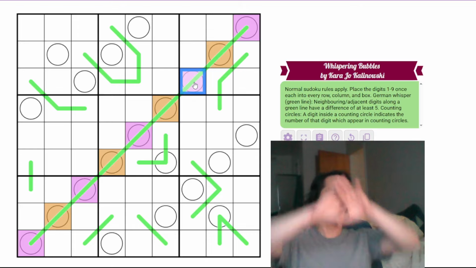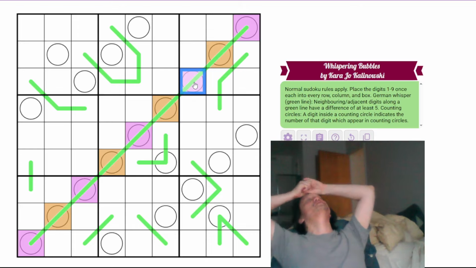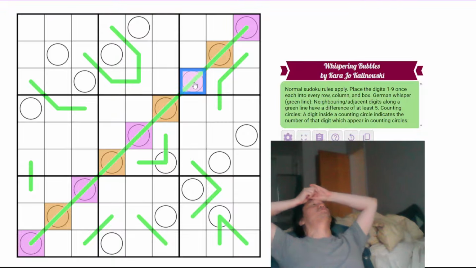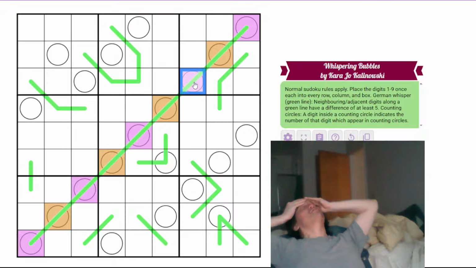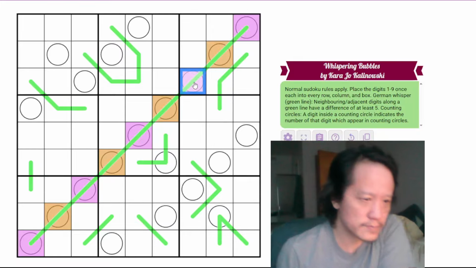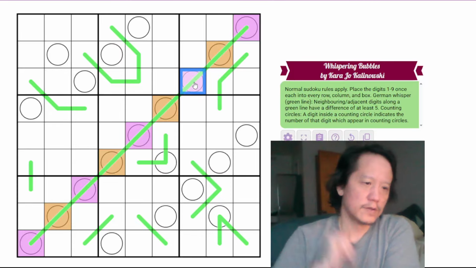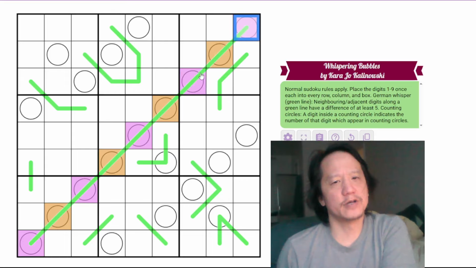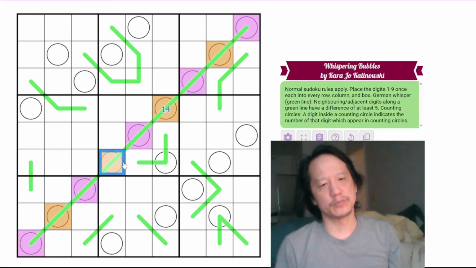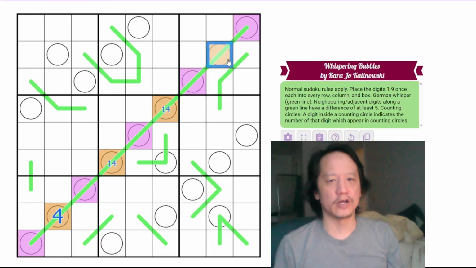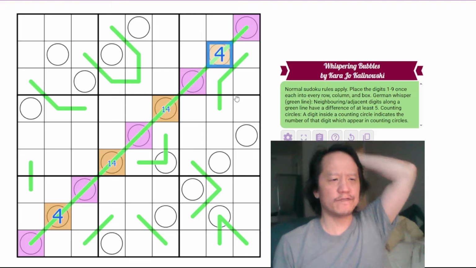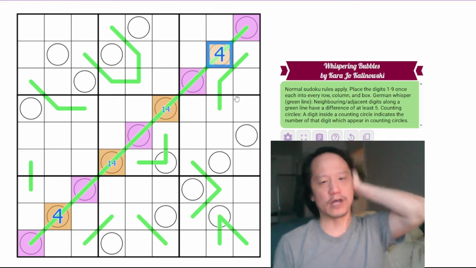So again, 7, 8 would have to be next to 1, 2, and 3. 7 and 9 could be 1, 4, or 2, 3. So 1, 4 could not be on the outside, but 1, 4 could be the orange ones. So this would be a pair of 1, 4. This would be 4. Oh, okay, that's not possible. So 1, 4, 7, 9 I don't think is possible at all.